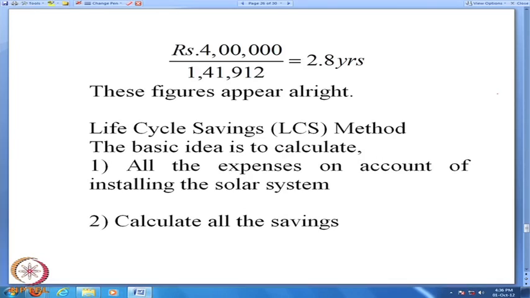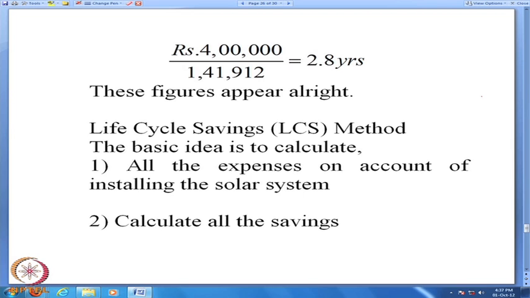This I have witnessed. So, this is quite a possibility. Of course, then you use a toughened glass and certain things like that. Nevertheless, we do not have the information like we have on a cycle or a motorcycle or a car, not yet. So, this is the basic idea: to calculate all the expenses on account of installing the solar system.